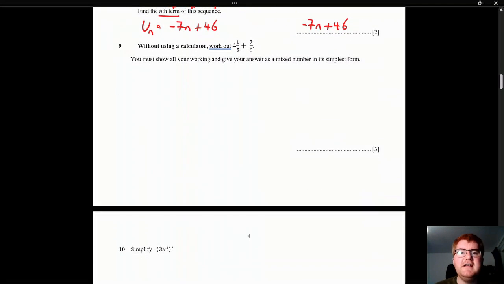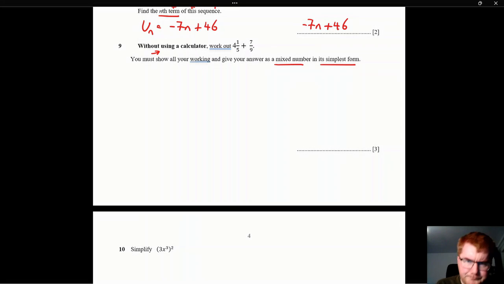Right, question 9 here. So without using a calculator, the classic fraction question, work out 4 1/5 plus 7 over 9. Show your working and give your answer as a mixed number in its simplest form. Okay, so we've got 4 1/5 plus 7 over 9. Even though we have to do this without a calculator, we could always use the calculator at the end to check we have the right answer. So we'll come back to that in a moment. First thing we need to do here is change this to an improper fraction. So to do that, we do 5 times 4, which is 20, add 1, that gives us 21 over 5.